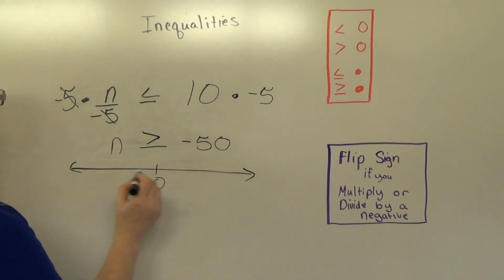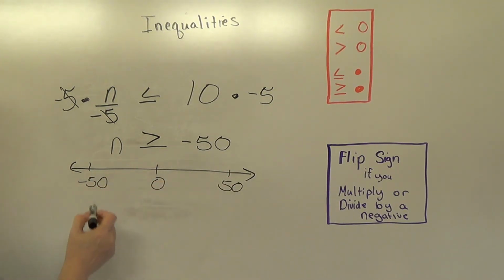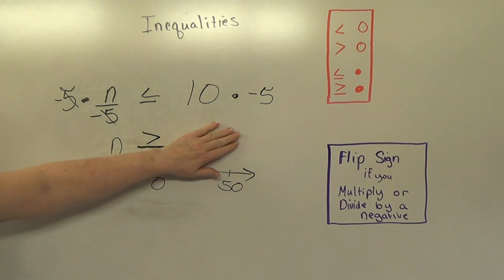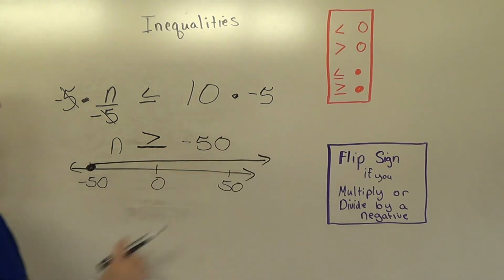We're going to make 0, put that number and its opposite. Okay, this is going to be a closed-in dot on -50 because it has an equal sign underneath it. And then now we're going to cover that up and we're going to look at just n. Is n bigger than or smaller than? And it's bigger. And so it's going to go to the right, and that's my answer. Let's take a look at one more.